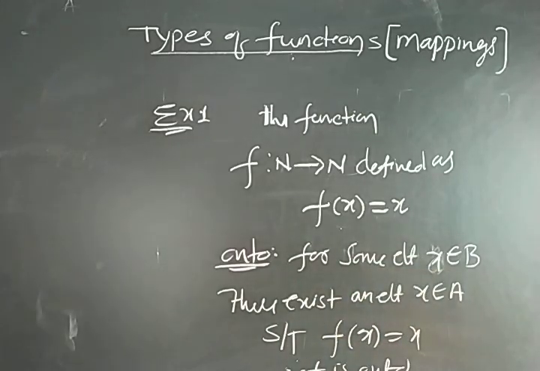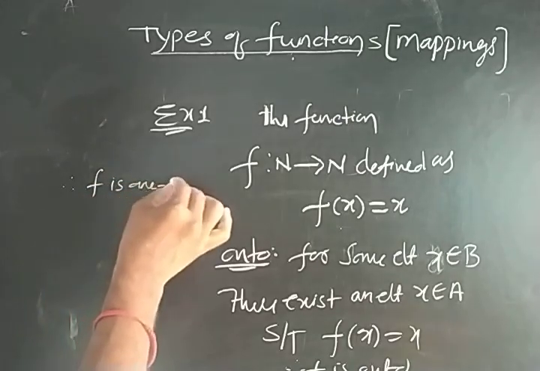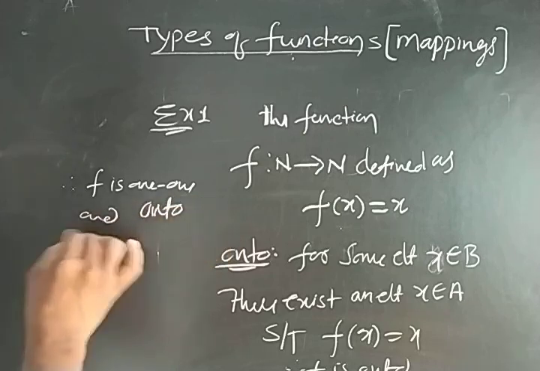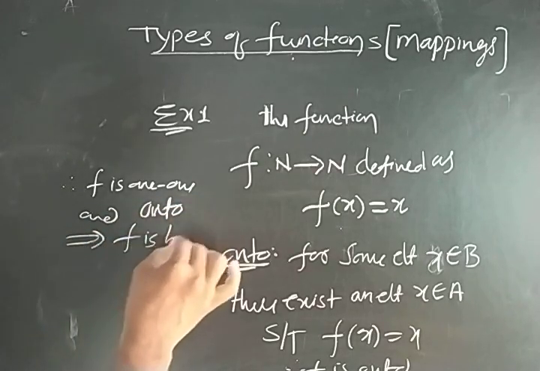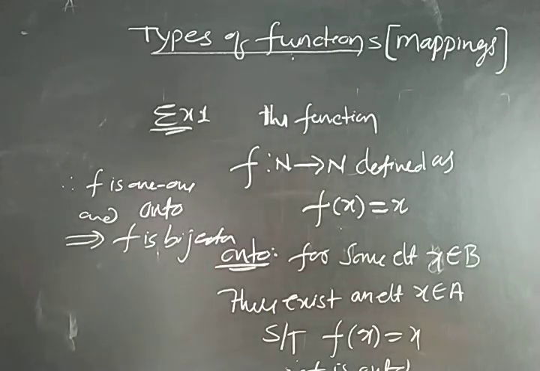Right. So therefore f is 1-1 and onto. So that implies f is bijective. Okay? Thus, this is enough for today. Tomorrow, the next problem.